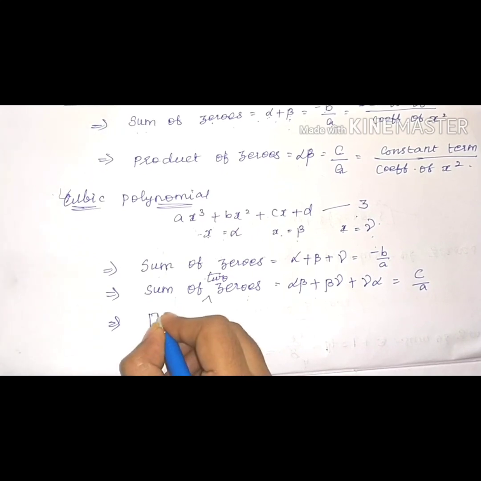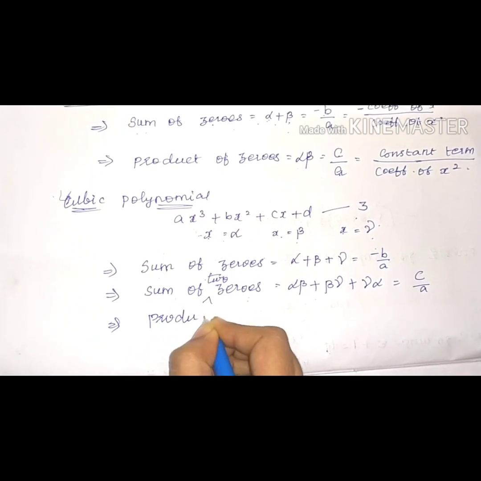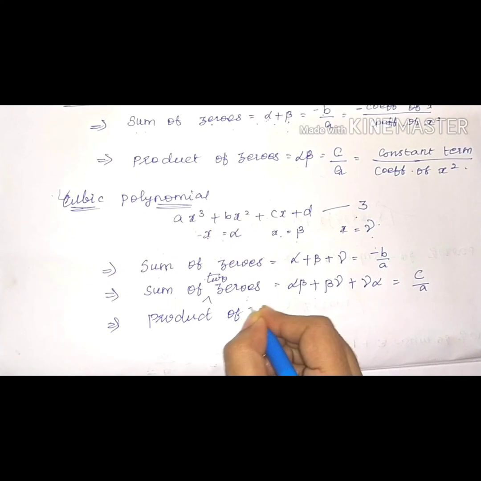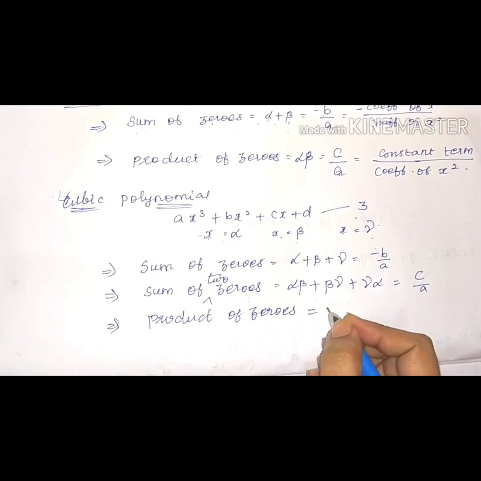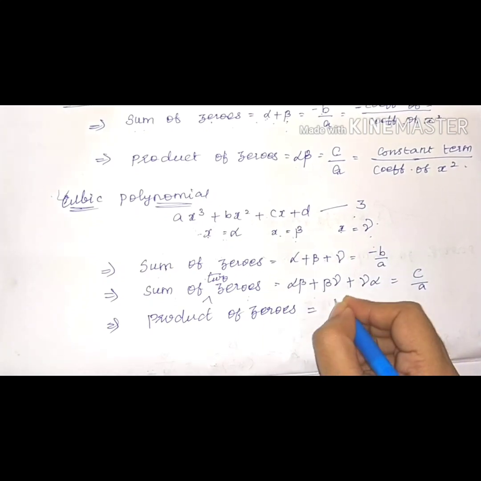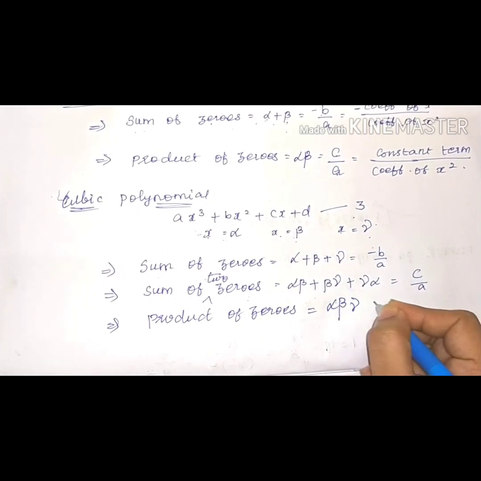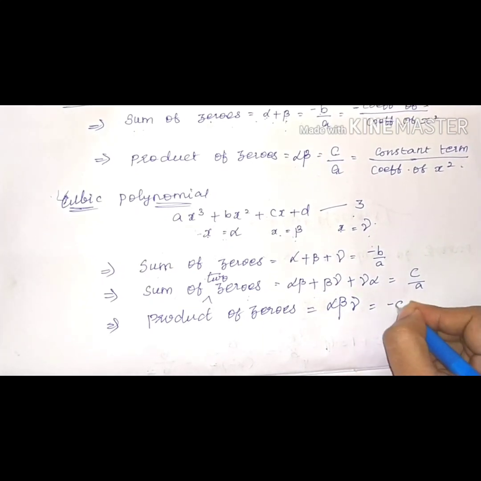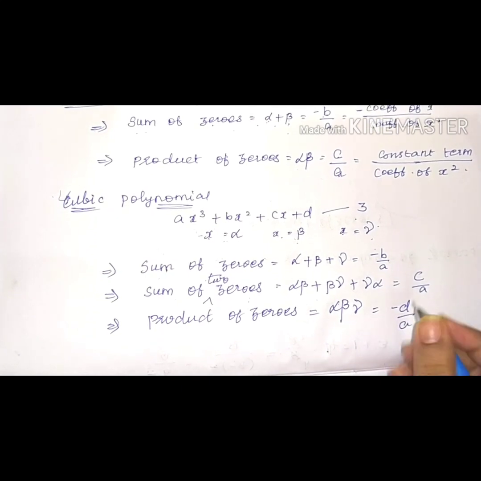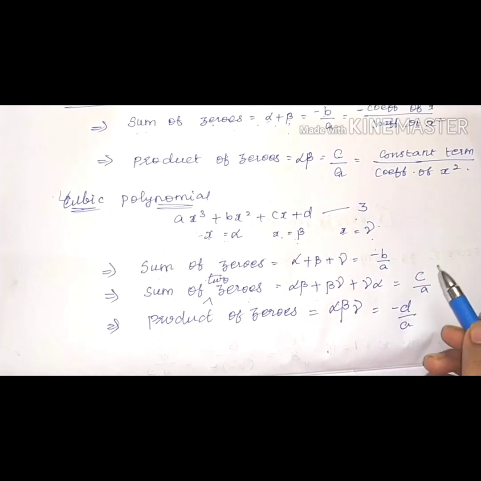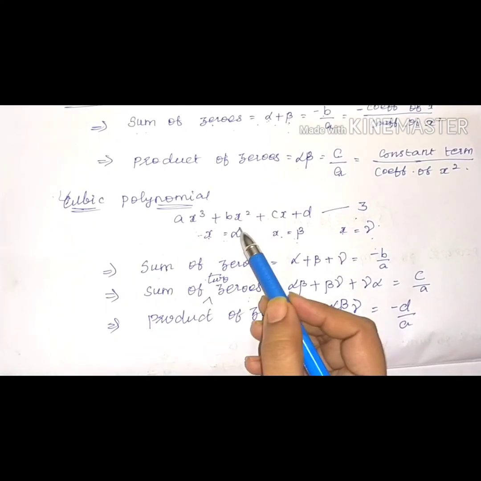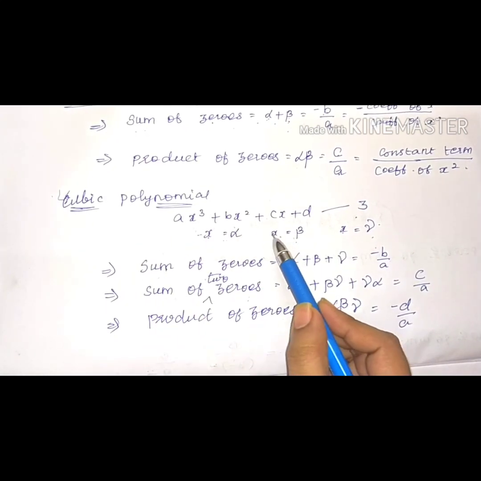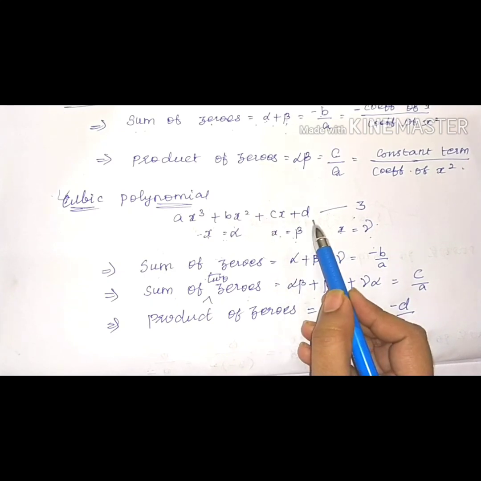Next, product of zeros. Product of zeros means what? All the zeros we have to multiply: alpha into beta into gamma equals minus d by a. You know very well what is a, what is b, what is c and what is d. a means coefficient of x cube, b coefficient of x square, c is coefficient of x and d is the constant term.